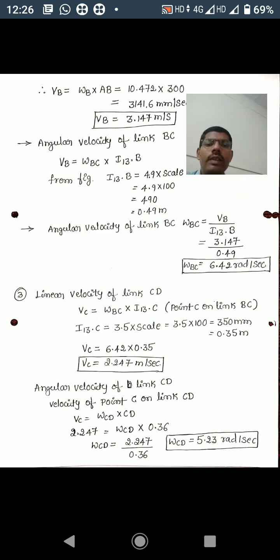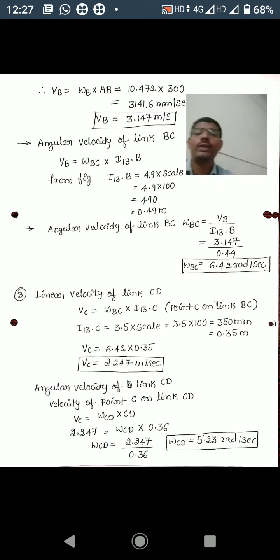Similarly, the linear velocity of the link CD, it is the point C on the link BC. So omega BC into I13 to C. Measure the I13 to C link length, you will get 3.5 centimeter into scale, so you will get 0.35 meter. Substitute that, you will get the linear velocity. For the angular velocity, it is reverse substitution: V of C is equal to omega CD into CD. Substitute that value, you will get omega CD.